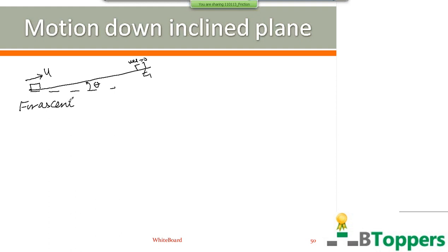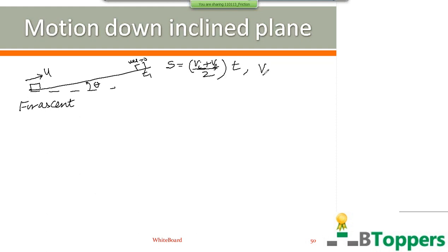So for motion up the inclined plane, or ascent, I am going to use two equations for both ascent and descent. One is displacement is equal to the average of initial and final velocities into the time interval.